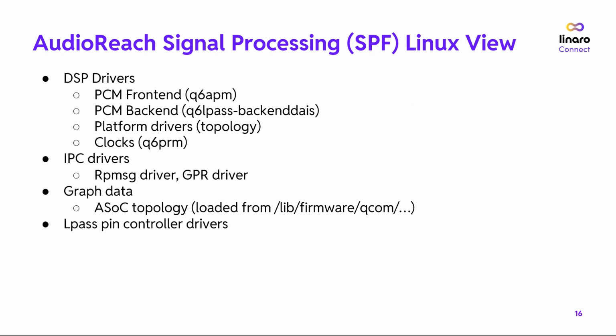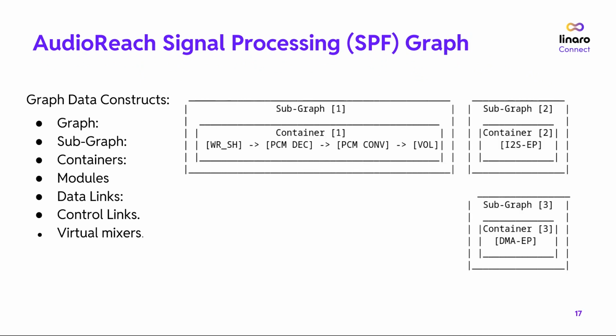We have it in a separate repository on GitHub. Links are at the end of the slides. It's compiled to a binary form, which is then stored as firmware. This firmware comes in the Linux firmware repository, and the kernel loads it. So this topology describes the graphs. The graphs consist of subgraphs, and subgraphs have different modules. These modules represent different functions which you want to connect, like PCM decoding, PCM conversion, volume adjustment, and then it goes to some endpoint, like HDMI, or a DMA endpoint.